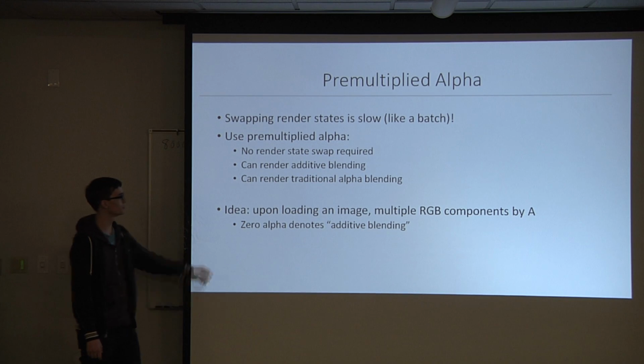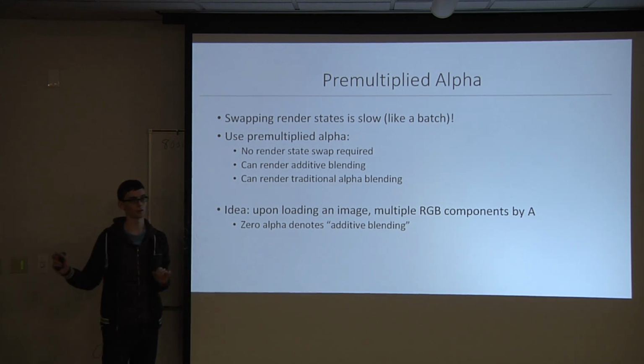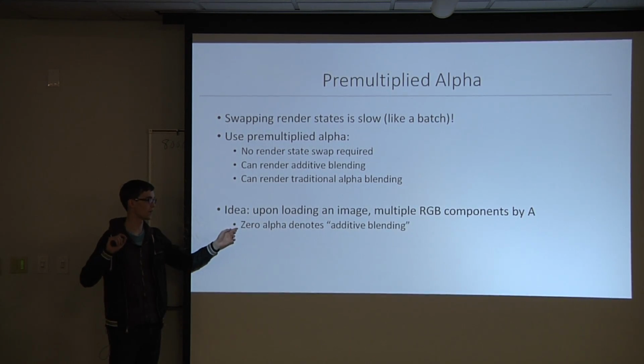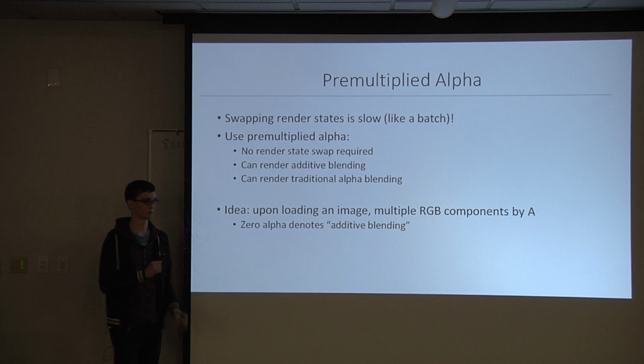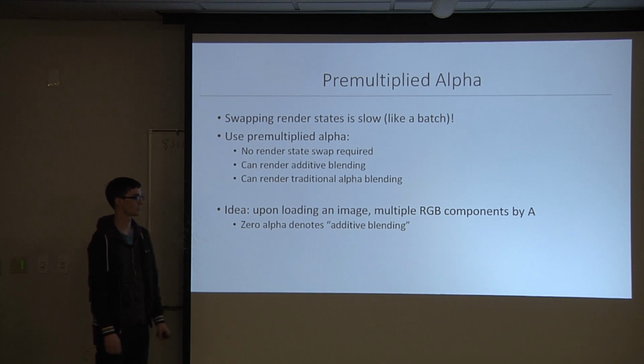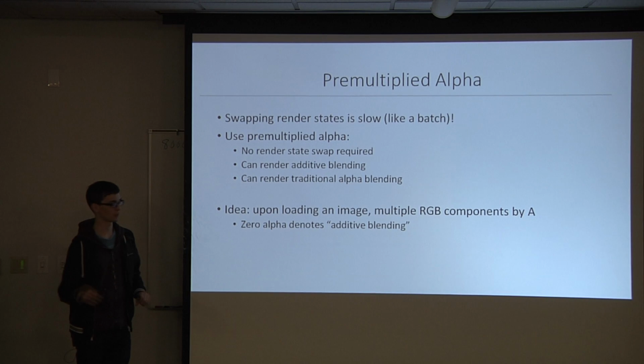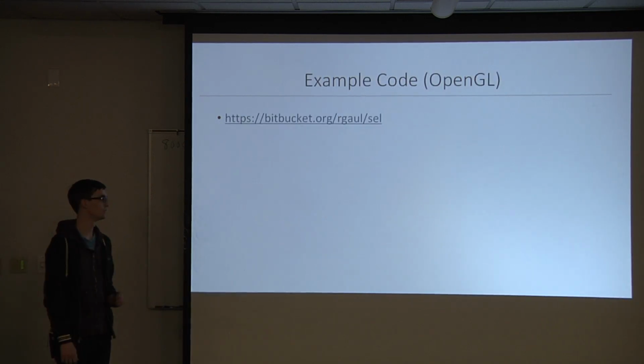And the idea is that when you load your image, you take the alpha part of your RGBA pixel, and you multiply the RGB part by the A. And then you render stuff with a slightly different interpolation of the alpha. And if you want to know the specifics of how to do this, it's in the source code I link on the next slide. But the cool thing is that if you have 0 alpha on a pixel, it means additive blending.